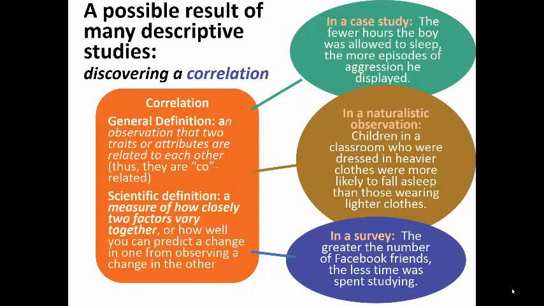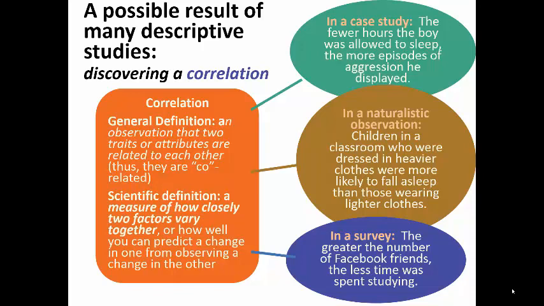So in doing many descriptive studies, we might find a correlation, and that's the observation that two traits or attributes are related to each other, thus they are co-related. So it's a measure of how closely two factors vary together, or how well we can predict a change in one by observing a change in the other.